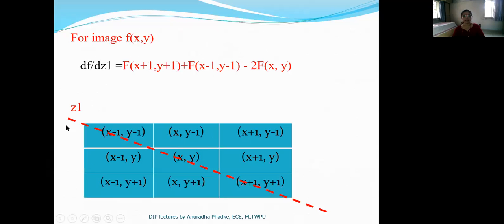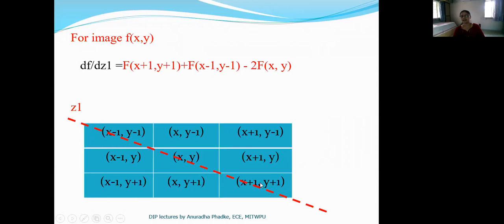Now let us consider this particular direction. Again, this is your one-dimensional signal, so this is your image f of xy. Now we can differentiate it along the z1 direction. We can consider the partial derivative of fxy along this direction, say z1. We are giving a name to this direction, say z1. So we can determine the partial derivative of fxy with respect to z1.